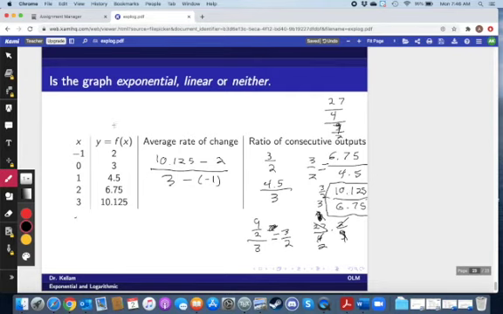What that tells us, since each of these ratios is the same, is that this is a geometric sequence. And because it's a geometric sequence, another way of saying that is that it's exponential.